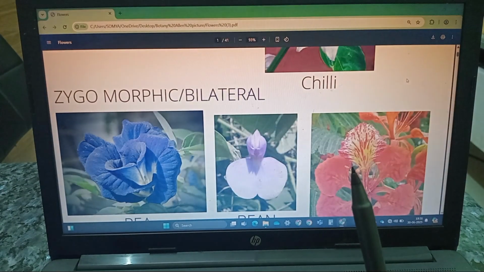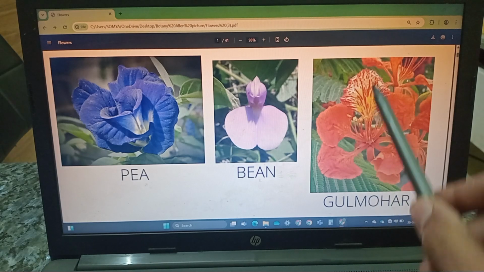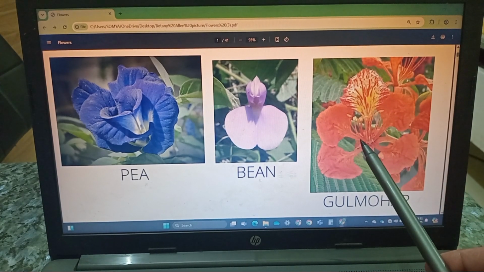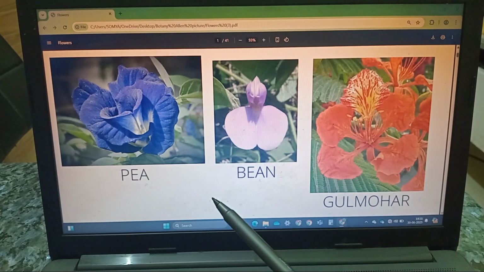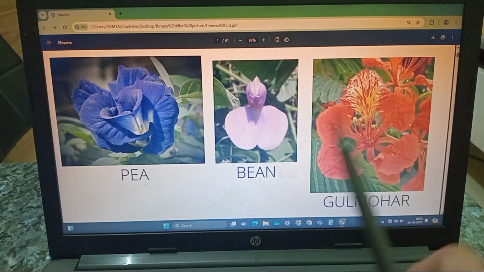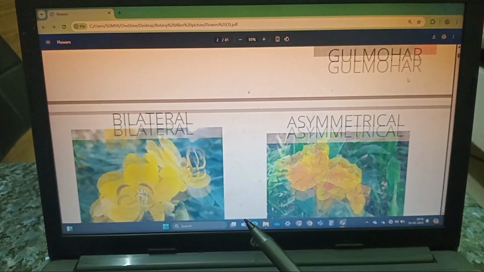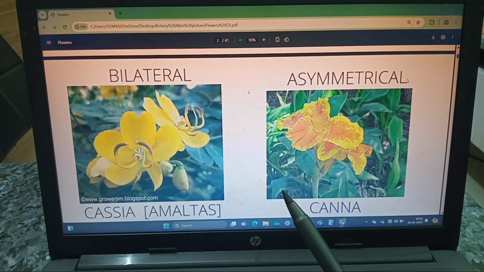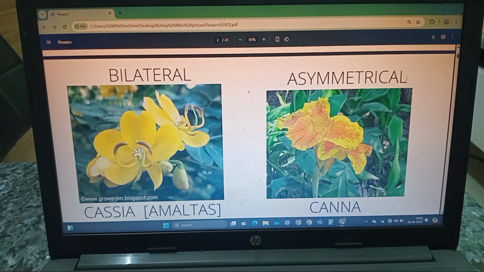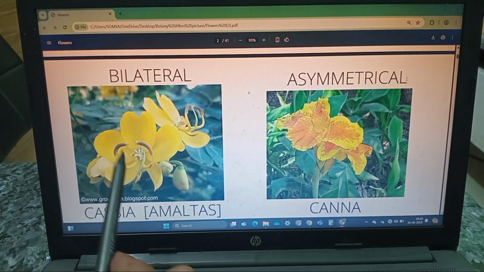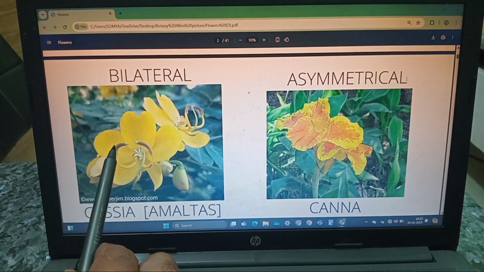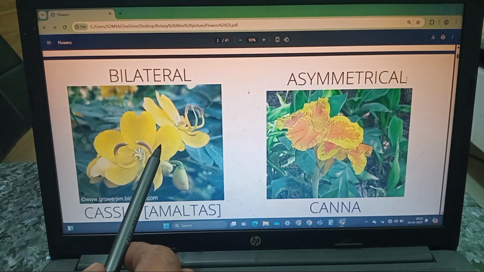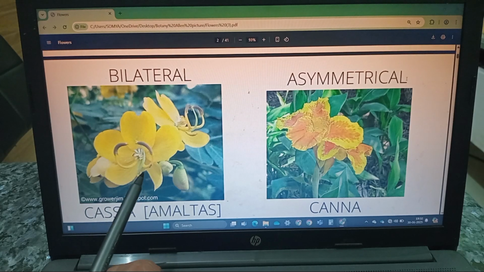The flower can be zygomorphic when only a single line can divide it into equal parts. So this includes the pea, bean, gulmohar and cassia. This is cassia. Here the cassia is zygomorphic. Zygo means two. So in this you're seeing there is one petal which is overlapping both the petals on both the sides, and this one petal is under these both petals.